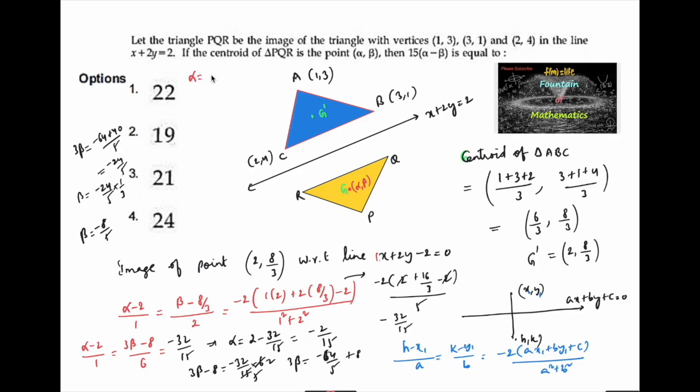So we can write alpha is equal to minus 2 by 15 and beta is equal to minus 8 by 5, and we need to find 15 times alpha minus beta. So this minus 8 by 5 we can also write by multiplying and dividing with 3. So beta is equal to minus 24 by 15. So alpha minus beta is equal to minus 2 by 15 plus 24 by 15, that is 22 by 15. So 15 times of alpha minus beta is equal to 22. So we can go with an answer 22.